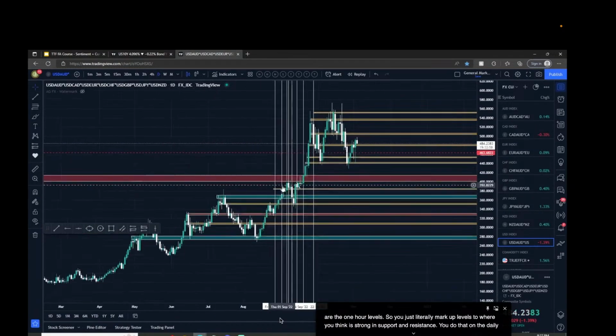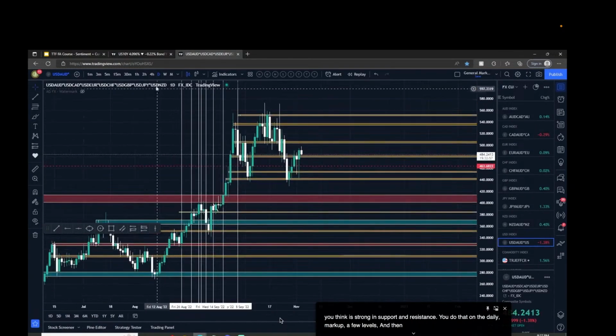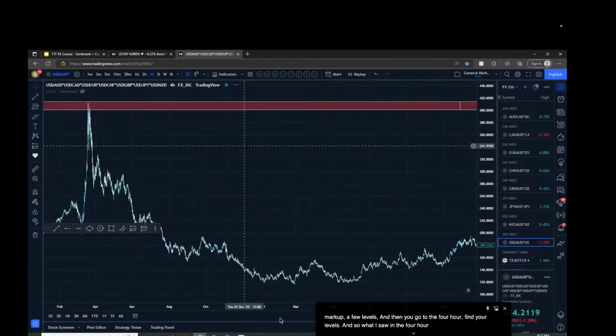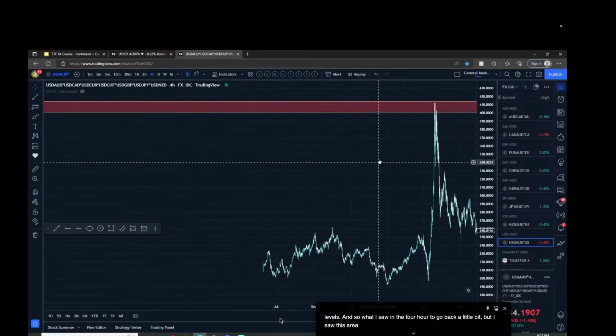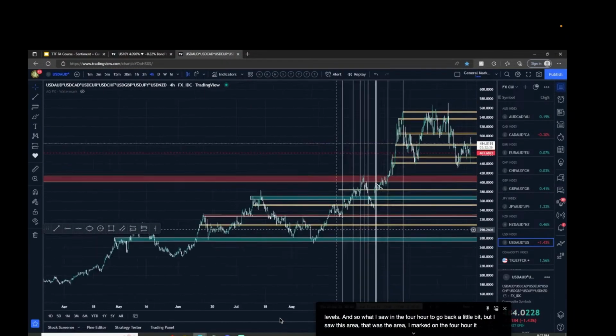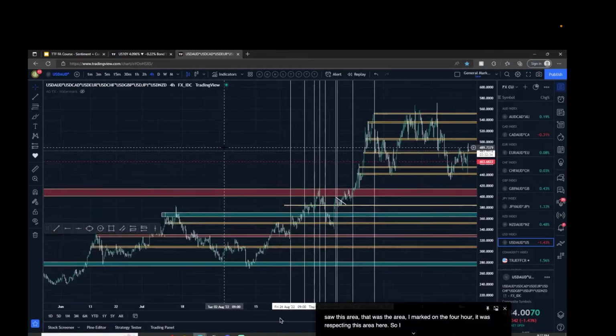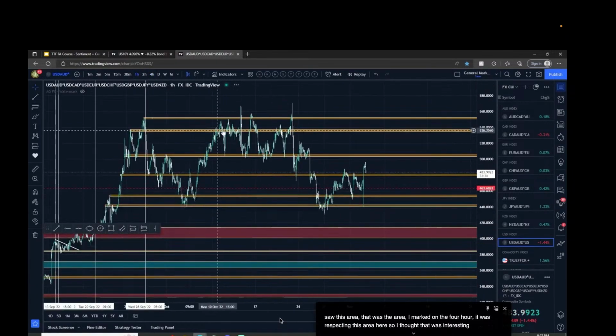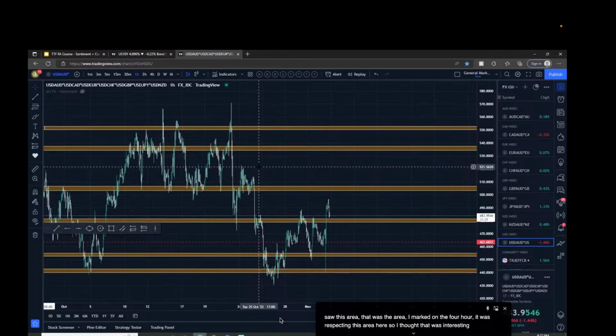You do that on the daily, mark up a few levels, and then you go to the 4 hour and find your levels. And so what I saw in the 4 hour, to go back a little bit, was this area. That was the area I marked on the 4 hour. It was respecting this area here, so I thought that was interesting. And then from there, I'll go to the 1 hour and I'll mark levels on the 1 hour. And from here, I'll actually view my chart. I'll keep it on the 1 hour time frame.